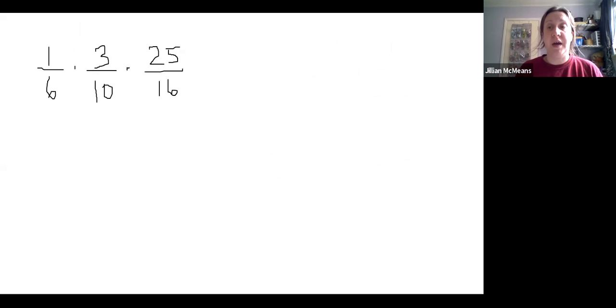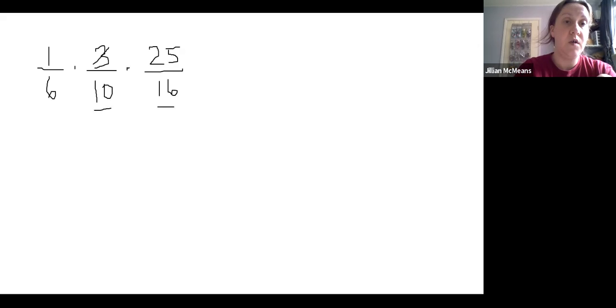We're looking for common factors anywhere in the numerator with anything in the denominator. 1s don't count. So let's start with a 3. The only factors of 3 would be 1 and 3. So let's look in the denominator and see if there's a place to divide out a 3. Well, 3 will not go into 16 evenly. 3 will not go into 10 evenly, but 3 will go into 6. So let's go ahead and divide.